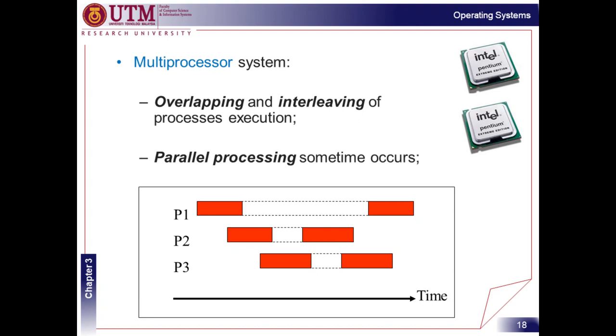Secondly, parallel processing occurs when both processors execute different processes at the same time. For example, P1 and P2 are executed in parallel at the beginning, P2 and P3 are executed in parallel in the middle, and P1 and P2 are executed in parallel at the end.